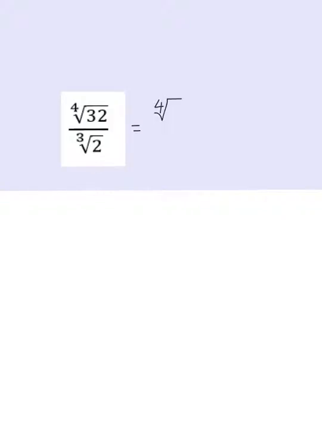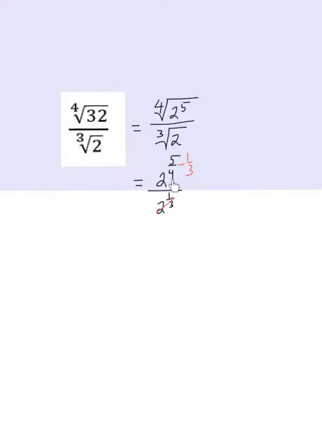Okay, so I am going to convert 32 into a base of 2. The fourth root of 32, as we've already talked about, is 2 to the 5th, divided by the cube root of 2. Then you want to convert each radical into its exponential form. So the numerator is 2 to the 5/4, and the denominator is 2 to the 1/3. 5/4 is larger than 1/3. So just like the previous one, all of this is going to cancel by subtraction upstairs.